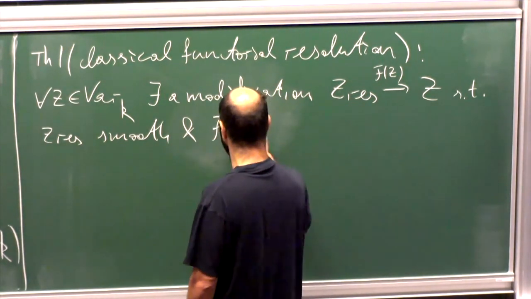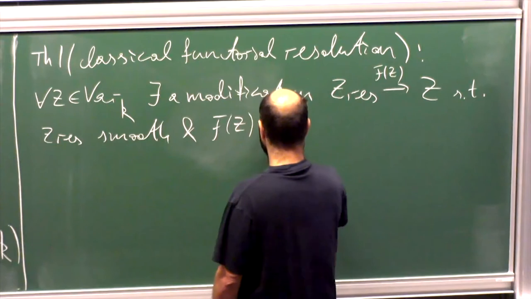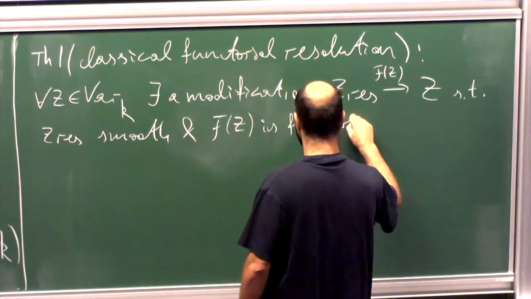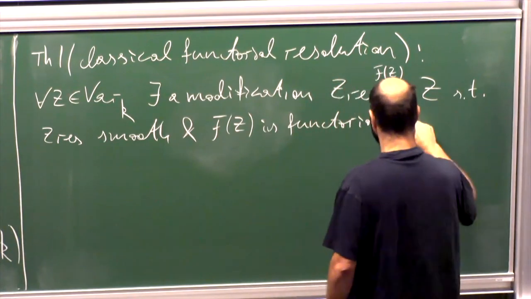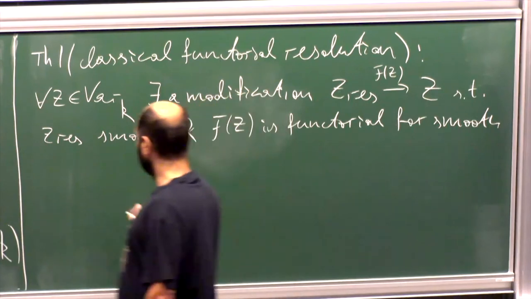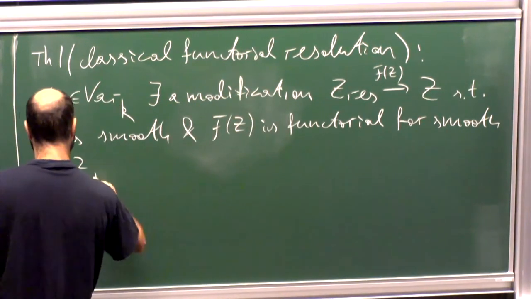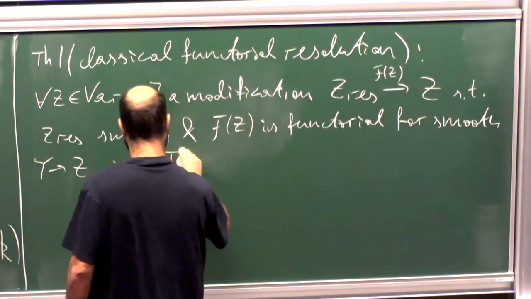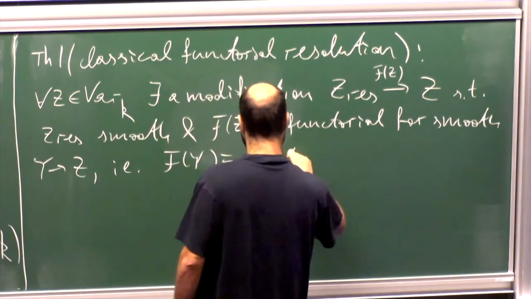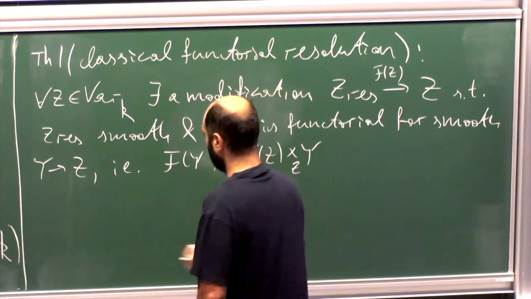And in addition, this is about functoriality. f of Z is functorial, or compatible, for all smooth maps Y to Z. That is, f of Y is just the pullback of f of Z to Y.